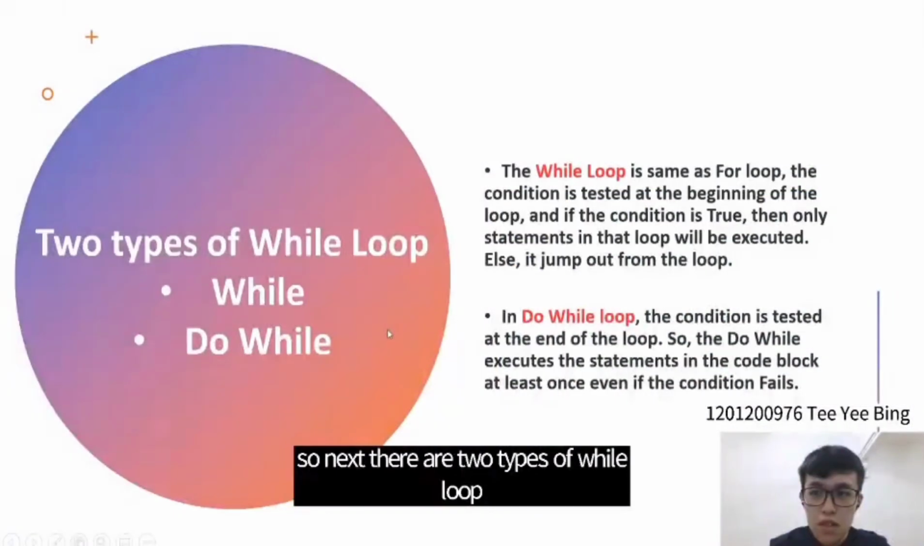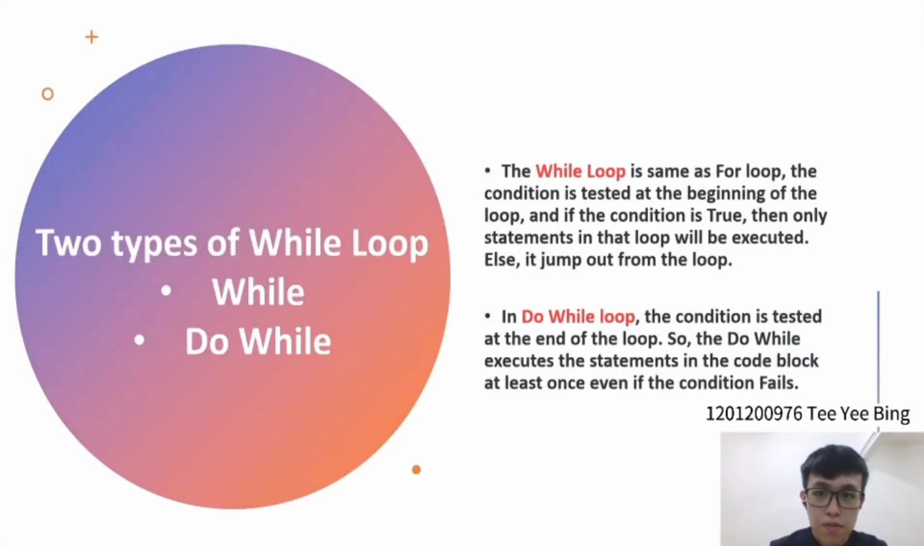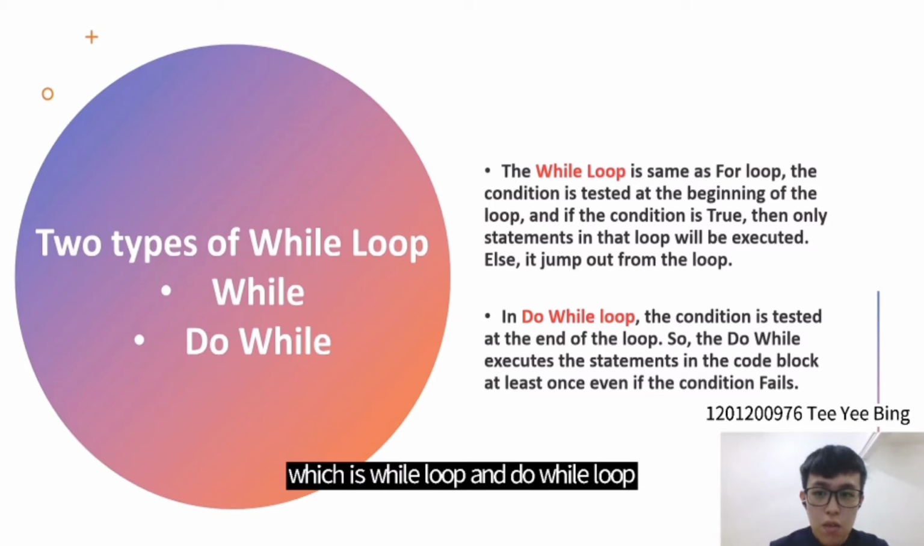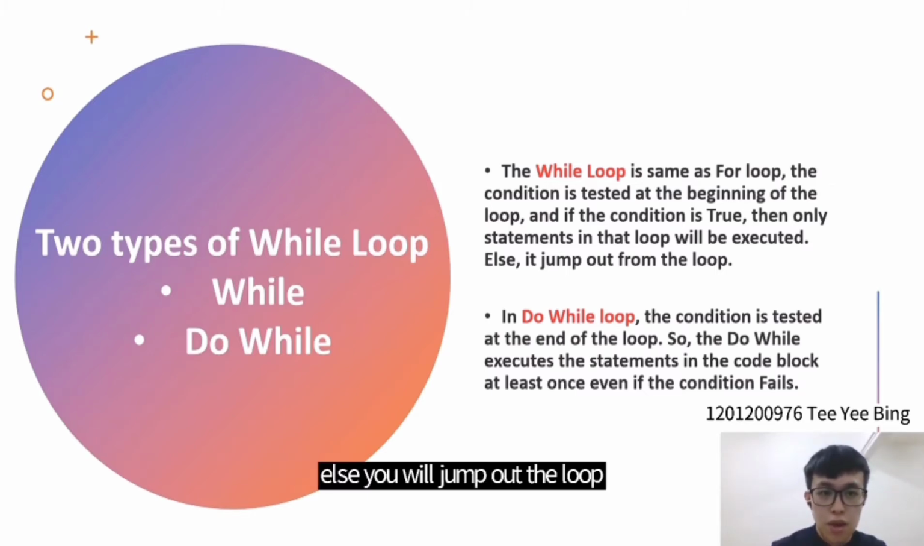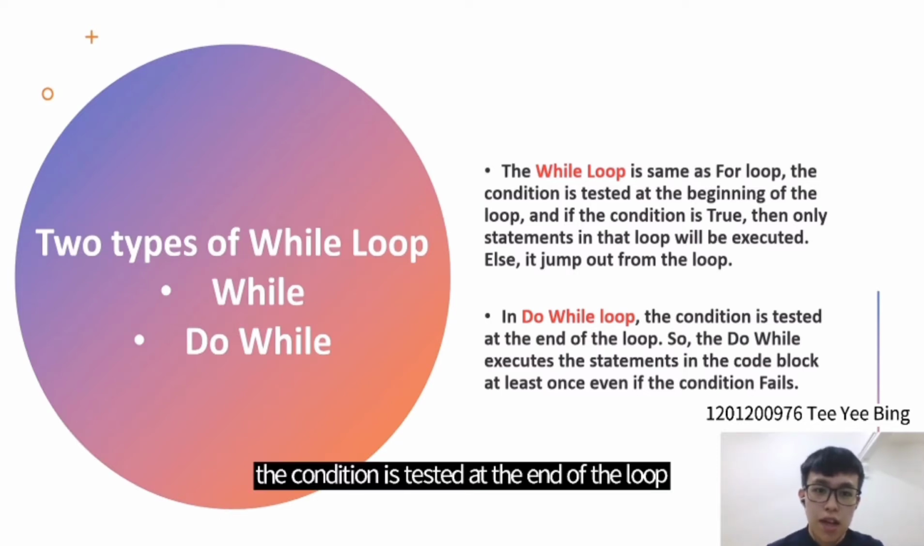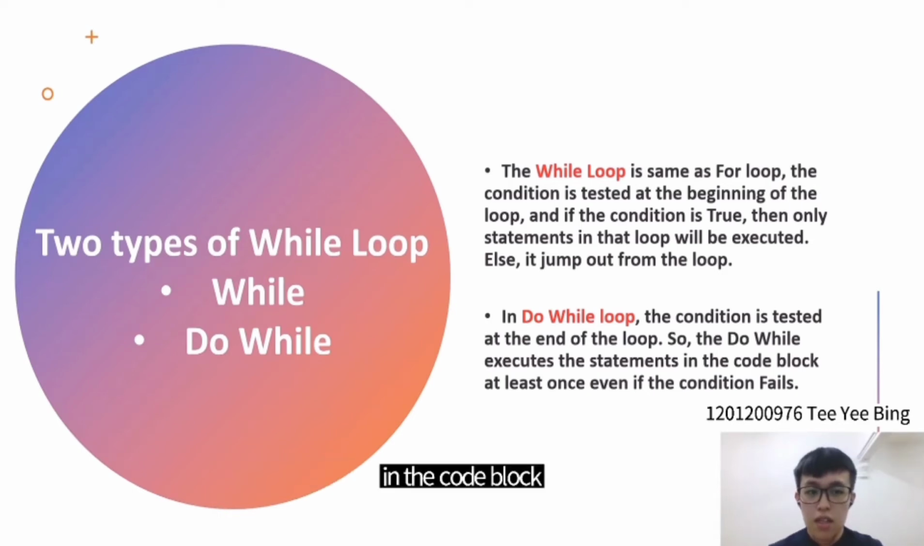Next, there are 2 types of while loop: the while loop and the do while loop. The while loop is the same as the for loop. The condition is tested at the beginning, and if the condition is true, the statement will be executed, else it will jump out of the loop. In the do while loop, the condition is tested at the end of the loop. So the do while loop executes the statement in the code block at least once, even if the condition is false.